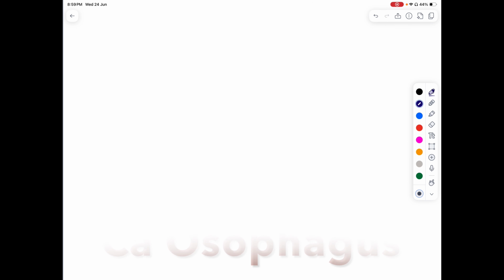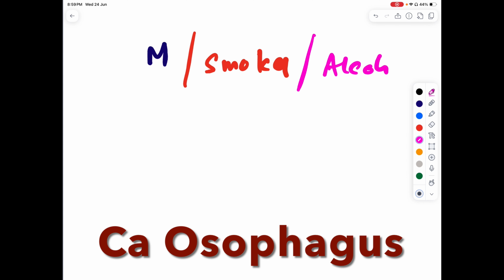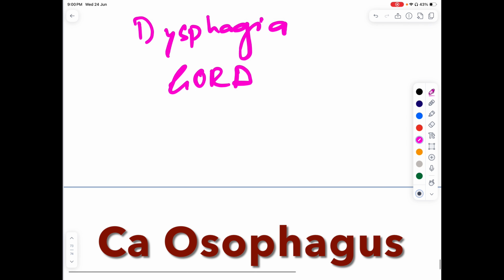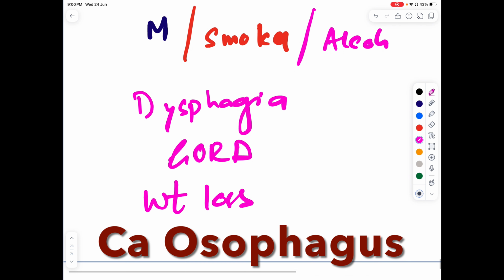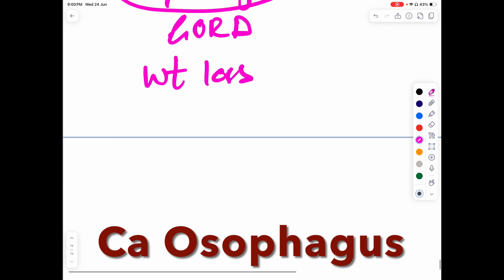Male patient, smoker, alcoholic, with dysphagia, history of gastroesophageal reflux disease, and weight loss. So with all this, the word dysphagia is important. It's directing towards the esophagus. So how is the lining of the esophagus?